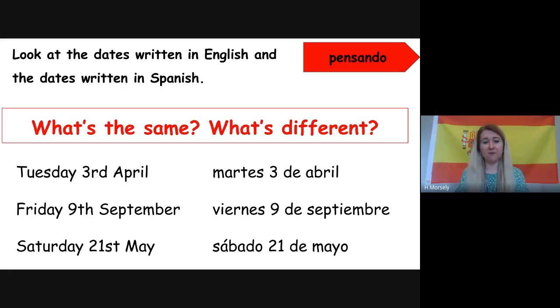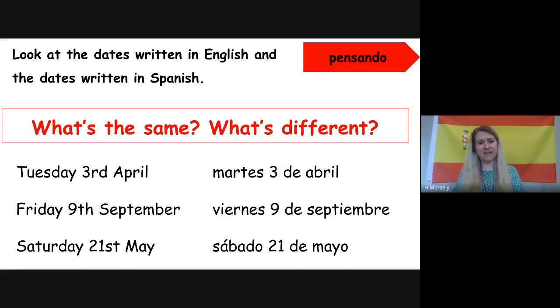So if you look at the column on the left, you've got Tuesday the 3rd of April, Friday the 9th of September, and Saturday the 21st of May. In the column on the right, you've got those same dates but written in Spanish. So what's the same and what is different? What do you notice? So pause this while you have a think. And we'll go through the answers now together.